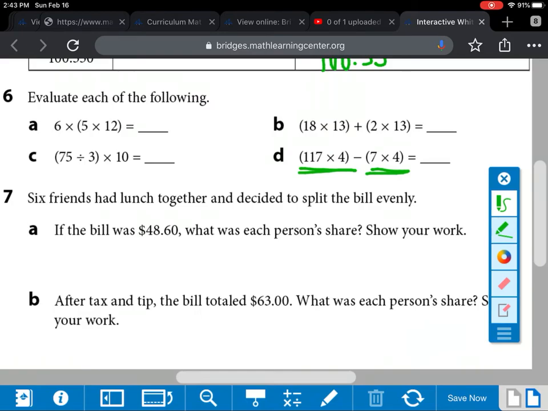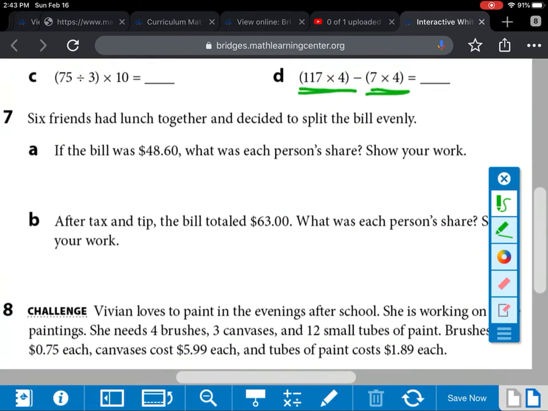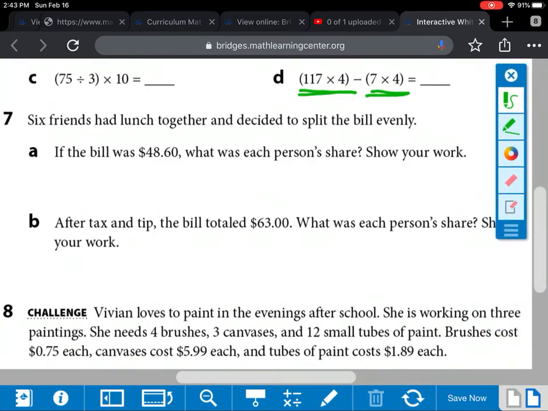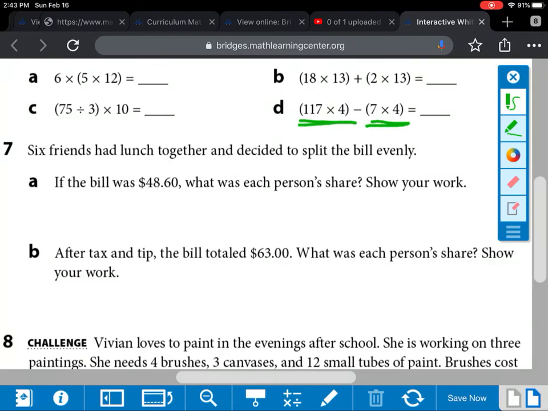Let's see. And last on this page, before our challenge problem, which is optional, we have a word problem or a story problem. So in number 7, it says 6 friends had lunch together and decided to split the bill evenly. So in part A, we want to know if the bill was $48.60, what was each person's share? So we hear these words split and share. That can tell us that this is a division problem. So I'm going to do $48.60 divided between 6 people.